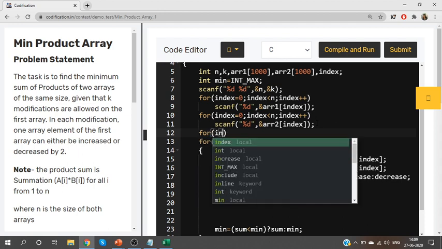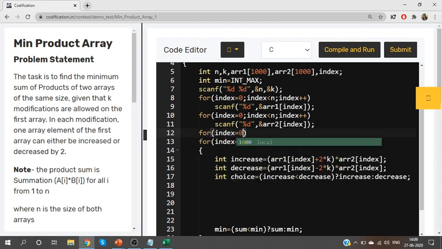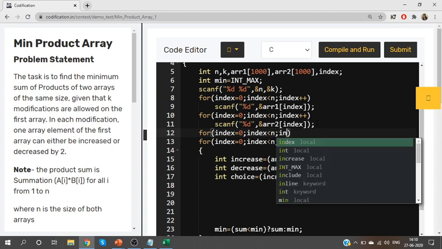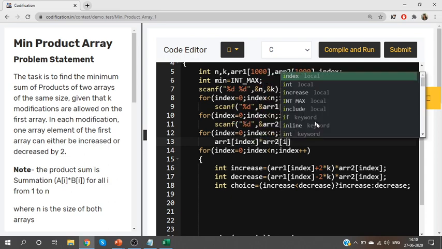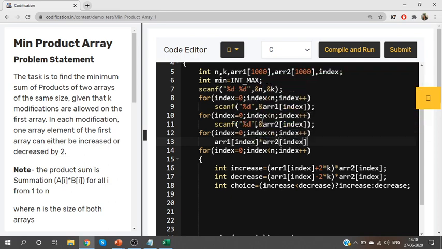We'll do that. For index equal to 0 till n, index plus plus, multiply array 1's element and array 2's element with no modification. I haven't done any modifications, I'm just multiplying them, and once you multiply, add the values parallelly. Have a variable sum, initialize it as 0. Clear? So now I know what the original sum is.